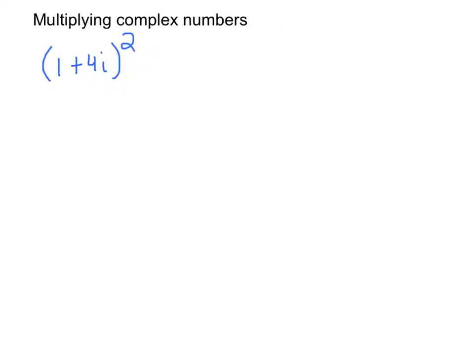We're multiplying these complex numbers, and this one is (1 + 4i) squared. A lot of students have trouble on this one, so I thought I'd do an example of it. Well, (1 + 4i) squared is the exact same thing as saying 1 + 4i times itself. 1 + 4i. Okay? Alright, so now let's go ahead and do this one.